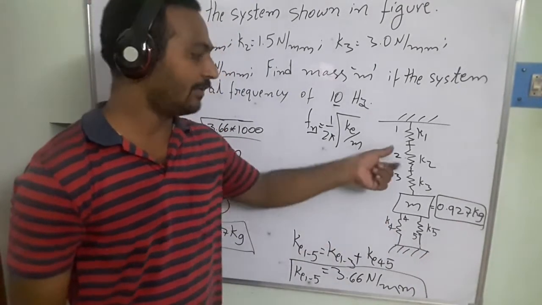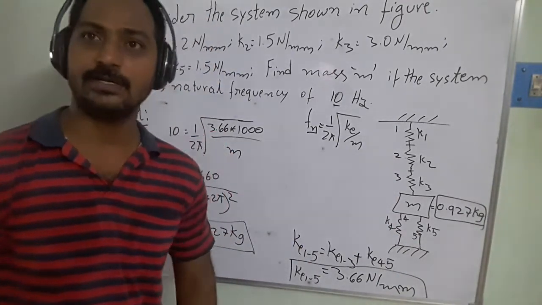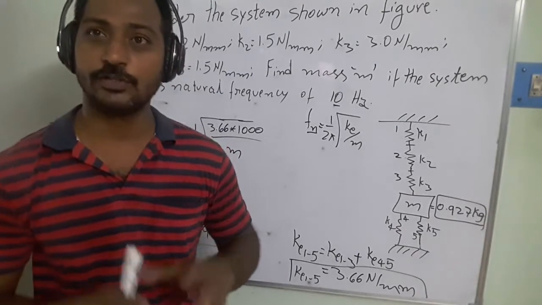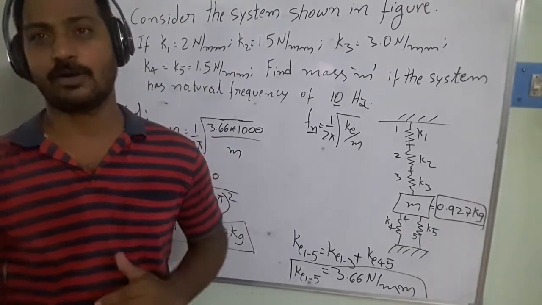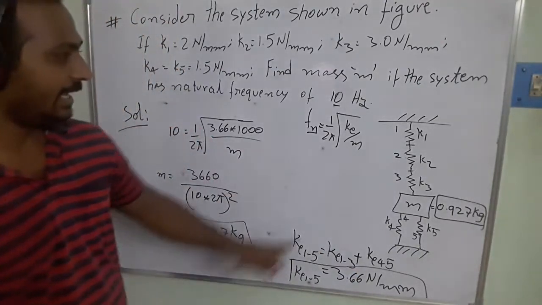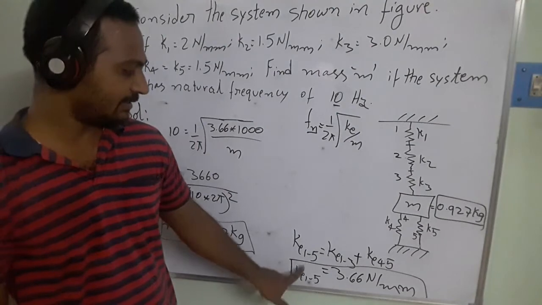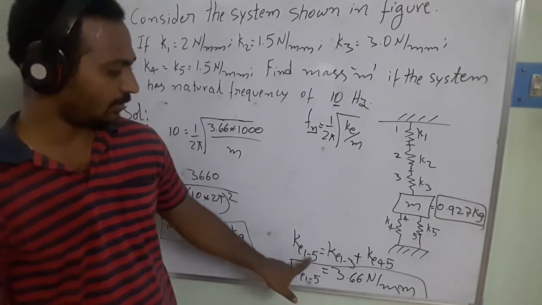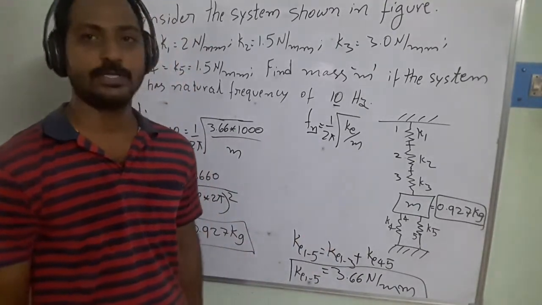Then the equivalents of these 3 springs and 2 springs are again considered in parallel, because they undergo the same deflection, one being elongation and the other contraction. On this basis we take them in parallel. So we calculated the equivalent stiffness Ke 1 to 5 equal to Ke 1 to 3 plus Ke 4, 5. This way we solved this problem.